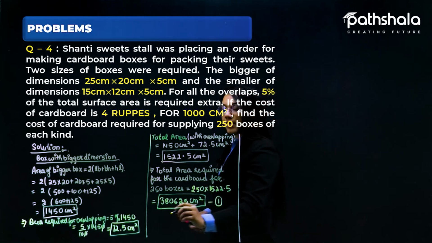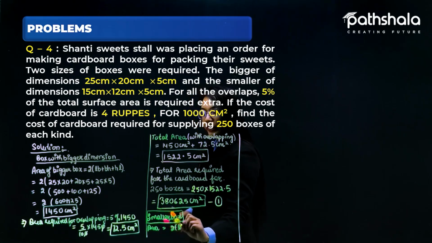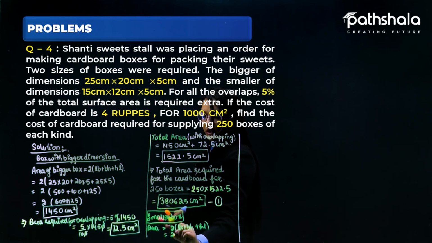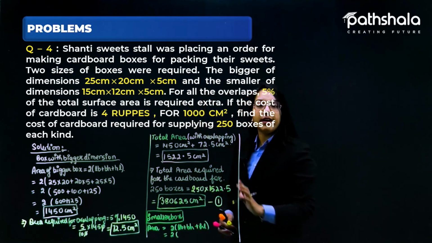So let us suppose I'm just starting with the smaller box. Since for the smaller box, the area would be equal to 2 into LB plus BH plus HL. Let's just plug in all the values over here. This would be nothing but L. As you can see, the length is 15, which is already given to us.